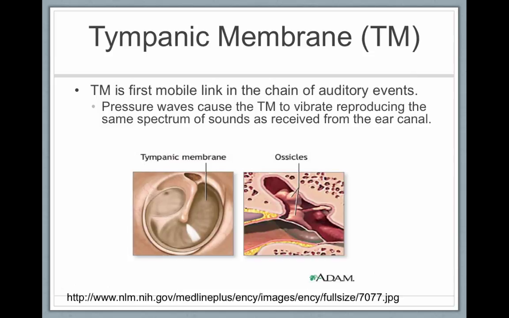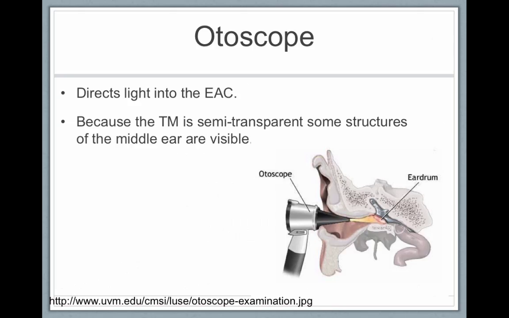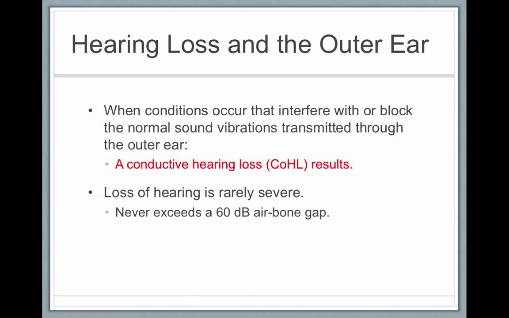So the tympanic membrane is the first mobile link in a chain of auditory events. It causes a pressure wave that causes the tympanic membrane to vibrate at the same spectrum of the sounds that are received in the ear canal, and that starts a chain reaction in the middle ear system, which we'll talk about in the next PowerPoint. So an otoscope is used to direct light into the external auditory canal to view the tympanic membrane. And because it's semi-transparent, you can see the structures of the middle ear.